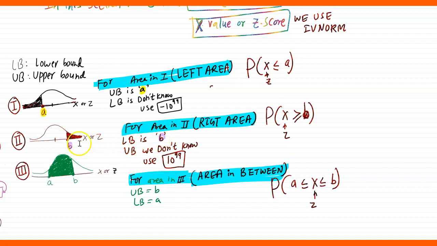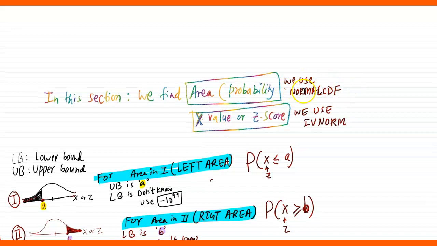You know the lower bound, this number is the lower bound, but the upper bound we don't know. Therefore we use 10 to the power 99, positive, in the calculator. Remember that we are using upper bound and lower bound in the function normalcdf to find the area or probability.